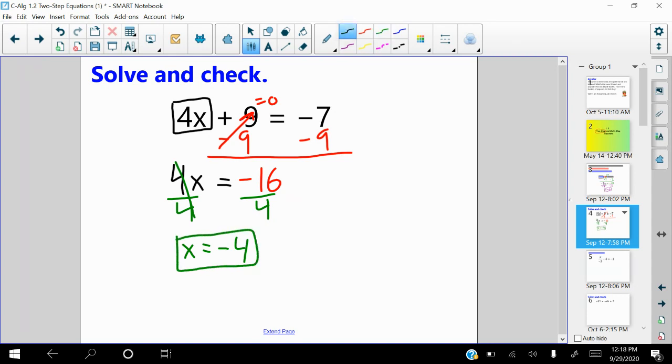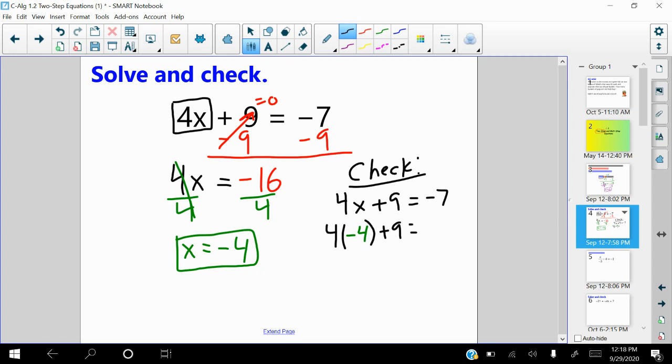Let's check it though. I'm going to go back to the original: 4x plus 9 is equal to negative 7. We're going to substitute that value of x in, so that's 4 times, notice how I'm using parentheses, negative 4, plus 9 is equal to negative 7.